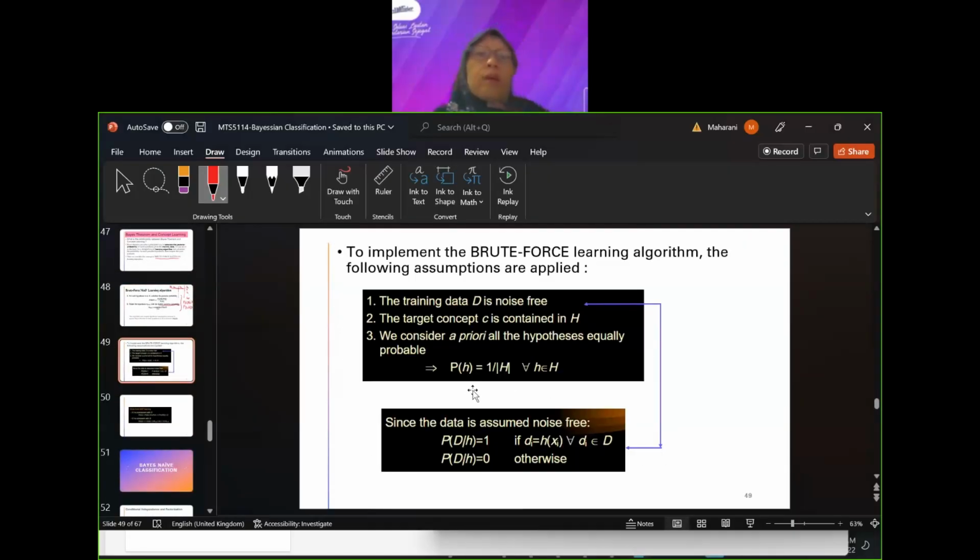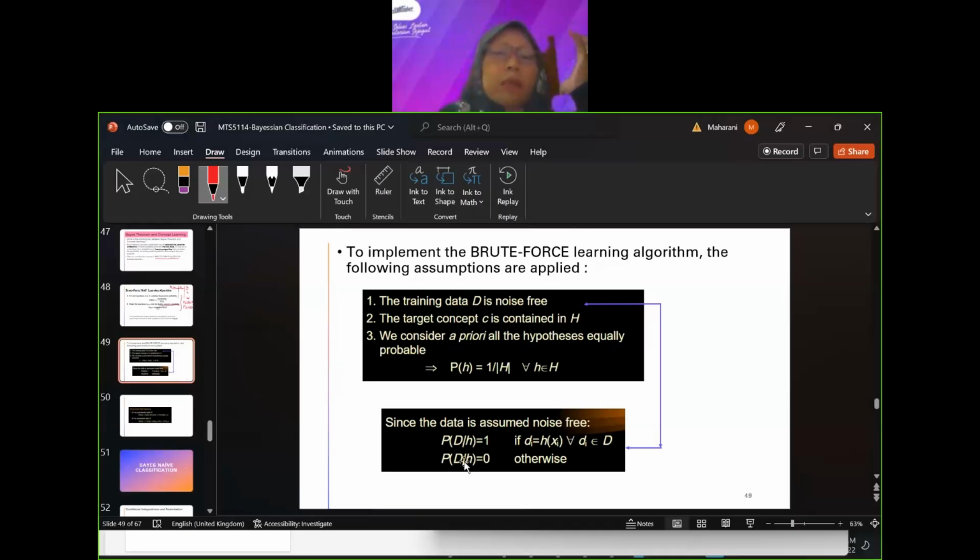Sorry. Okay. To implement the brute force learning algorithm, the following assumptions are applied. First, the training data D is noise free. What's the meaning of noise free? For example, there is an error like this. So this is the definition. The data is assumed noise free. It means the probability of data given hypothesis equals 1, so the probability is really correct.